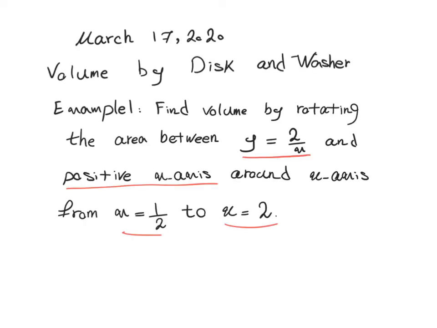Find volume by rotating the area between y equal to 2 divided by x and positive x-axis around x-axis from x equal to half to 2. As you know, there are certain keywords that you need to pay attention to. For example, the area is between which and which function? This function and positive x-axis, and from where to where. This from where to where is going to tell you the limit of your integration. So let me start my calculation.